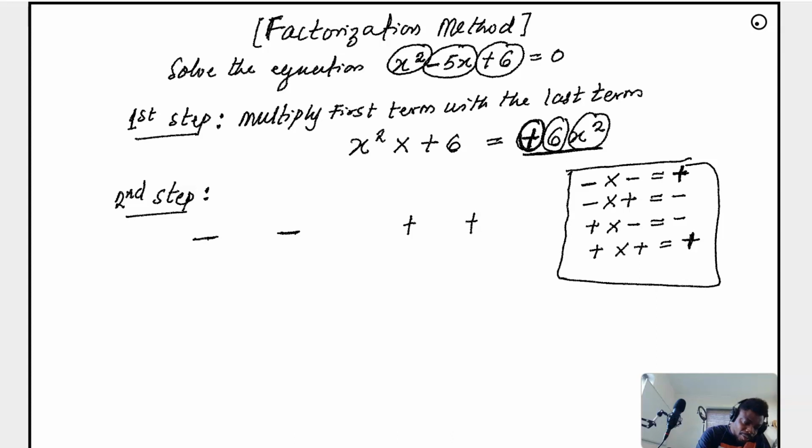Remember, what I did here is what? What can give us this plus? That is minus times minus and plus times plus. So the next thing is 6.